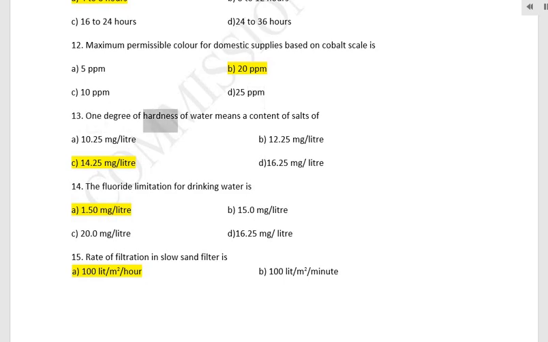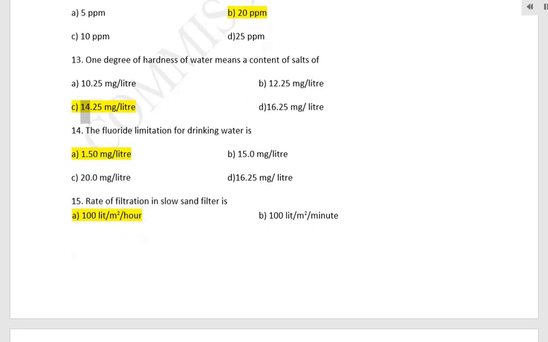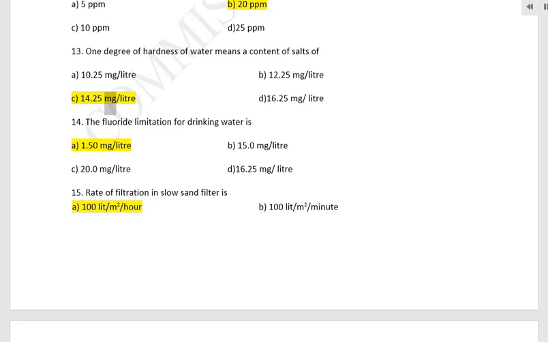13. 1 degree of hardness of water means a content of salts of A. 10.25 mg/liter. B. 12.25 mg/liter. C. 14.25 mg/liter. D. 16.25 mg/liter.